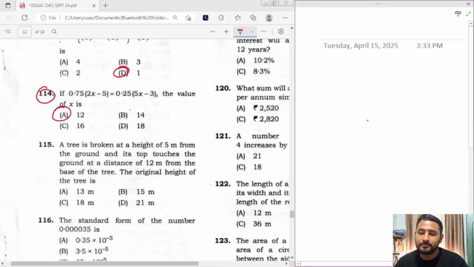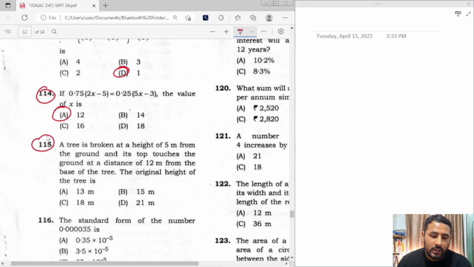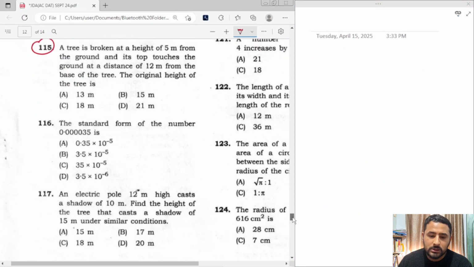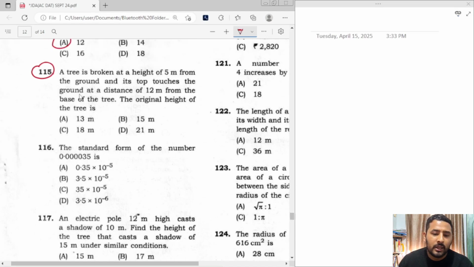Let's go next. 115. A tree is broken at a height of 5 meters from the ground, and its top touches the ground at a distance of 12 meters from the base of the tree. Find the original height of the tree.